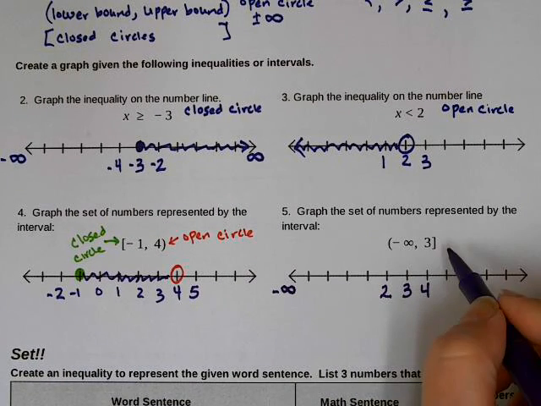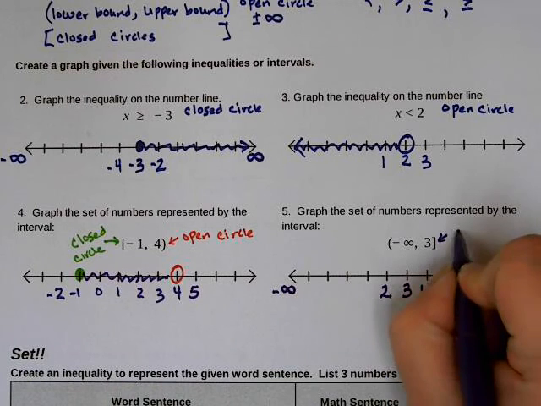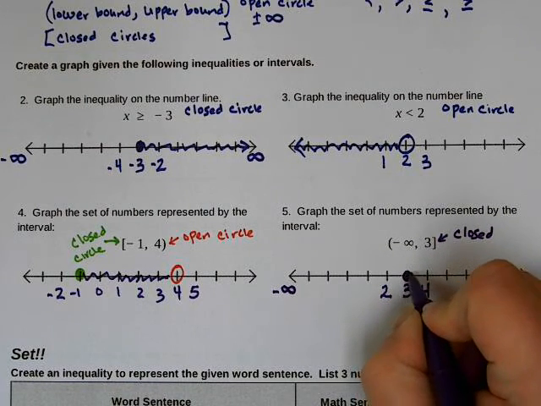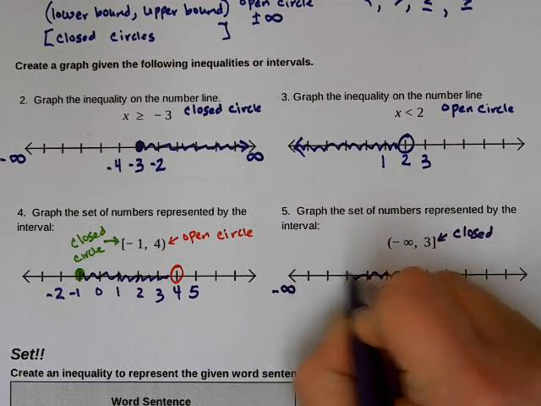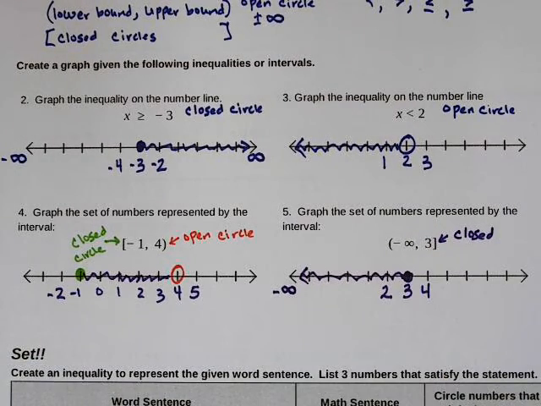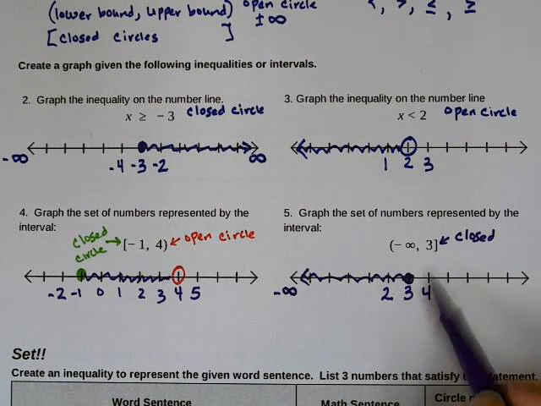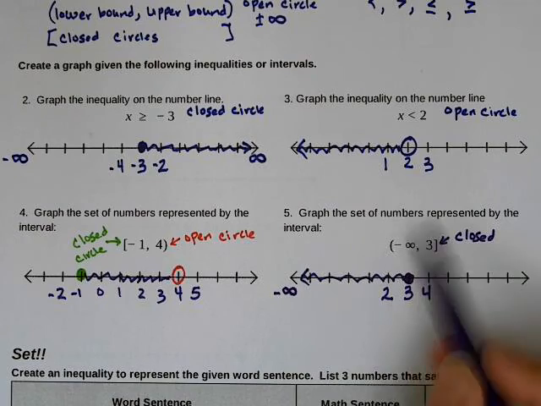Now, since that's a bracket, I know that that's going to be a closed circle. So I'm going to go ahead and close it. And I'm just going to shade towards -infinity and draw an arrow. So really I'm looking at numbers that are less than or equal to 3. That's what this interval represents.